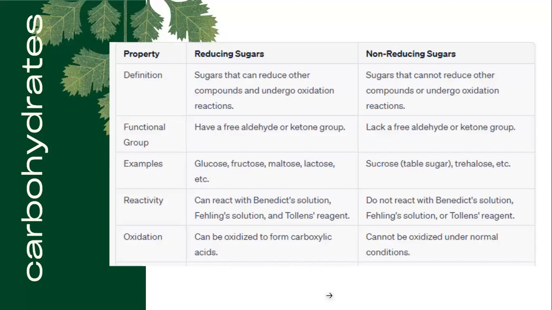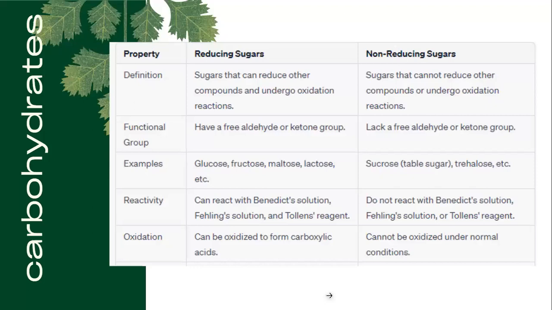So if it has a free aldehyde or a ketone group, then it can undergo oxidation because the aldehyde or the ketone group is free to undergo oxidation reaction. Whereas if there is no free aldehyde or ketone group, they cannot undergo oxidation reactions, so they cannot reduce other compounds. That is called non-reducing sugars. Examples of reducing sugars are glucose, fructose, maltose, lactose. And non-reducing sugars are sucrose.